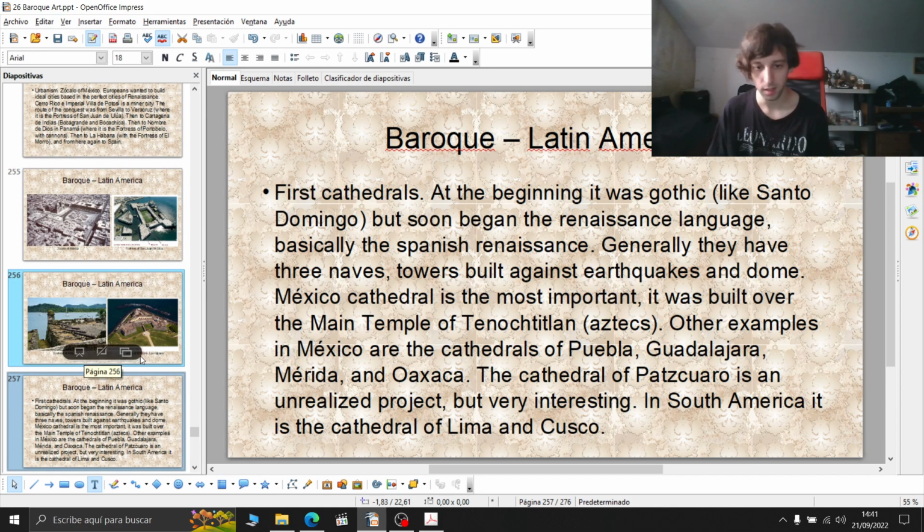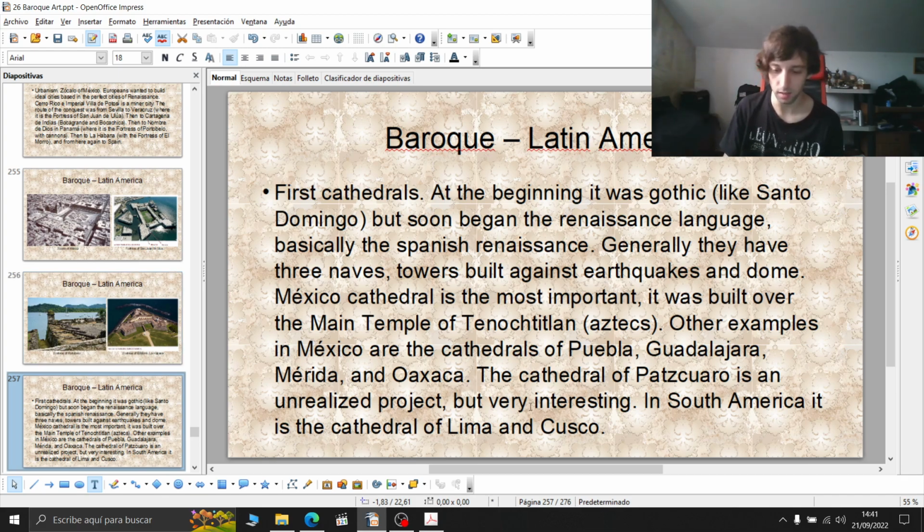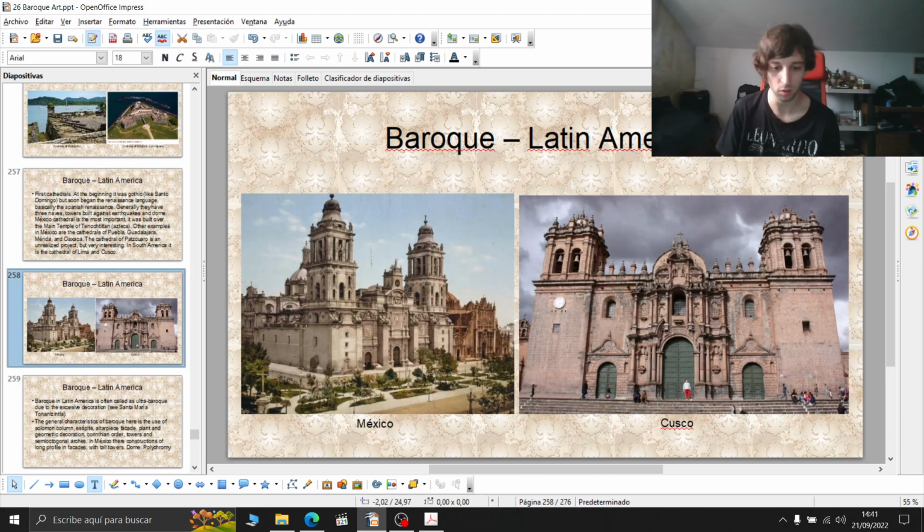First cathedrals. At the beginning it was Gothic like Santo Domingo, but soon began the Renaissance language, basically the Spanish Renaissance. Generally they have three naves, towers built against earthquakes, and dome. Mexico Cathedral is the most important. It was built over the main temple of Tenochtitlan, the Aztecs. Other examples in Mexico are the cathedrals of Puebla, Guadalajara, Mérida, and Oaxaca. The Cathedral of Pátzcuaro is an unrealized project, but very interesting. In South America, it is the Cathedral of Lima and Cusco. This is just an introduction, Mexico and Cusco.